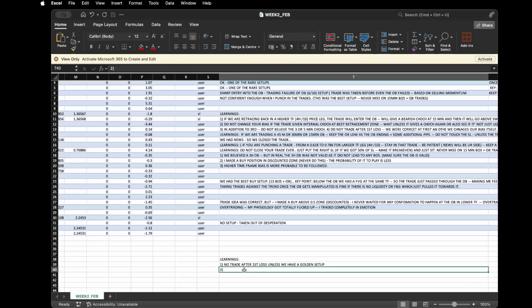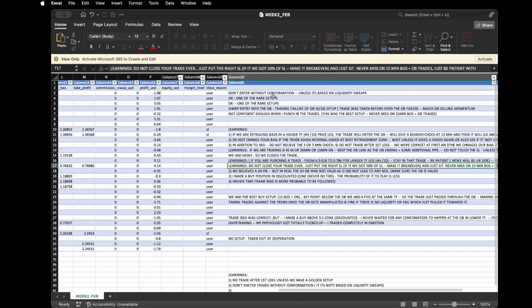Don't enter trades without confirmation if it's not based on liquidity sweeps. That too, after liquidity sweeps we should wait for a confirmation, but we should take a smaller risk because after liquidity the trade just goes crazy. So don't ever enter without a confirmation.